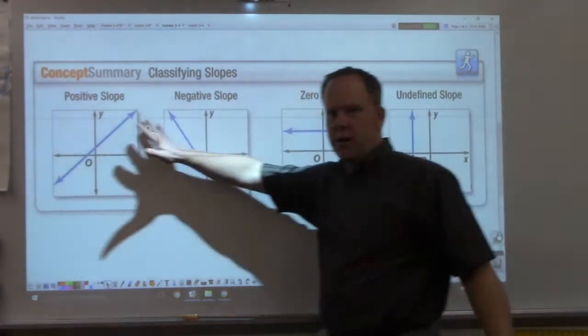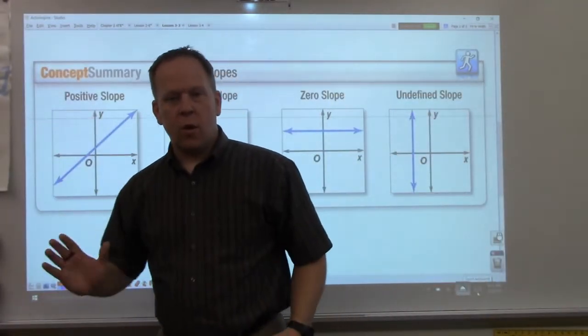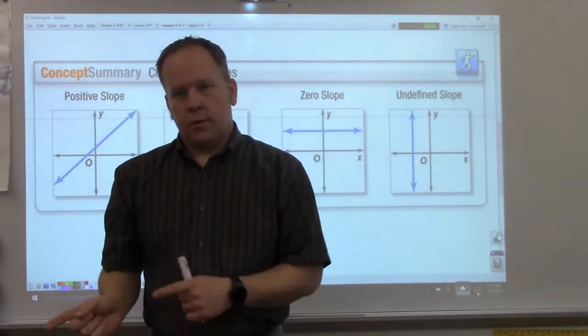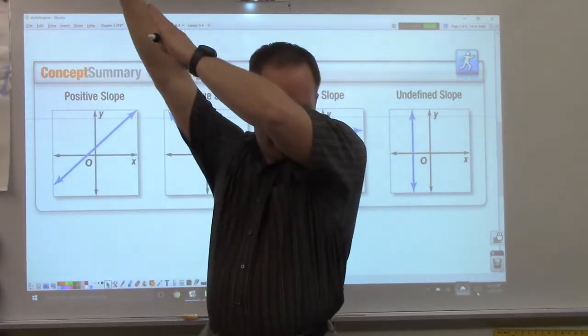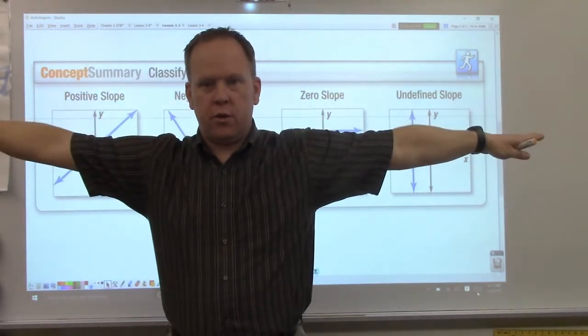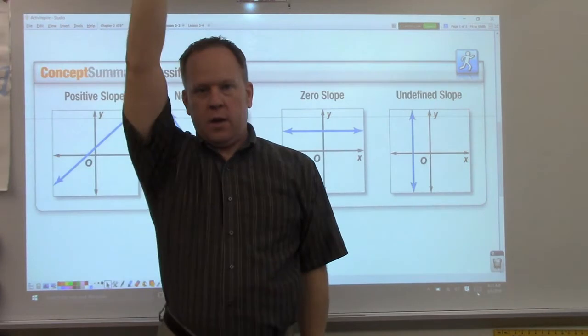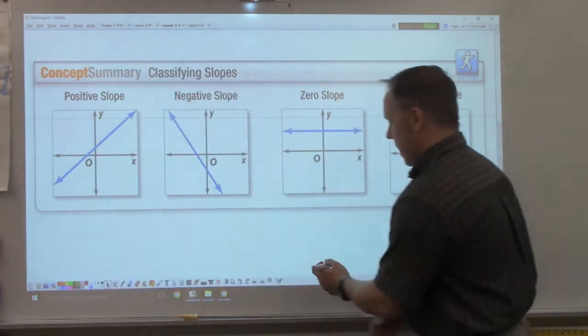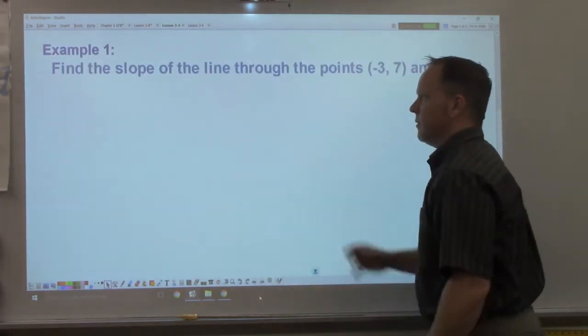Four possible scenarios when calculating slope. Going from left to right, you can have positive slope. Going from left to right, you can have negative slope. You can have zero slope, or you can have undefined slope. Remember that, folks. Now, let's look at some examples. Plug them in. Real simple.